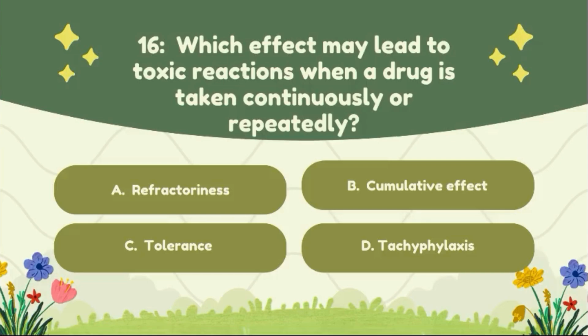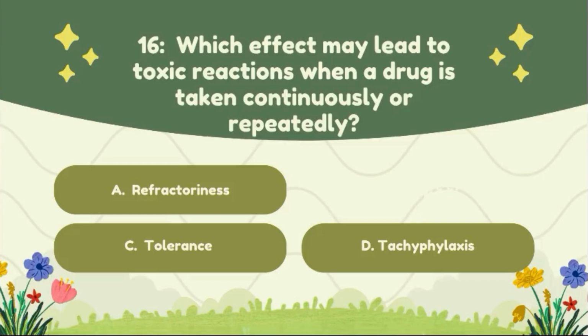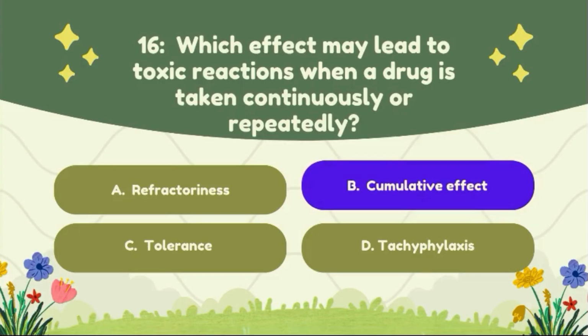Question number 16. Which effect may lead to toxic reactions when a drug is taken continuously or repeatedly? Option A is refractoriness, B is cumulative effect, C is tolerance, and D is tachyphylaxis. The correct answer of this question is cumulative effect.